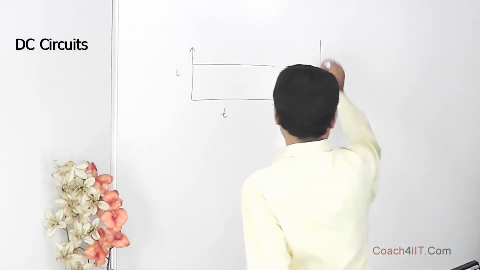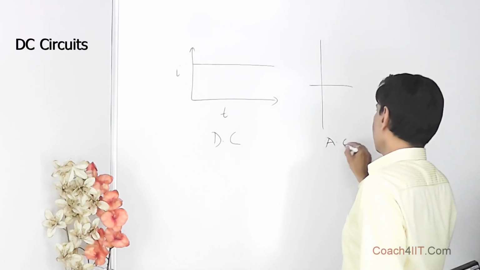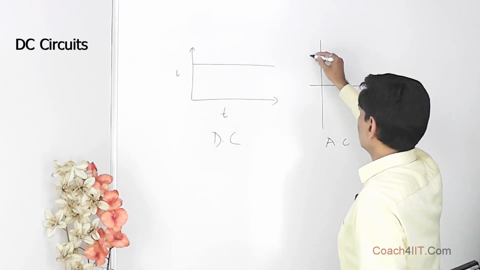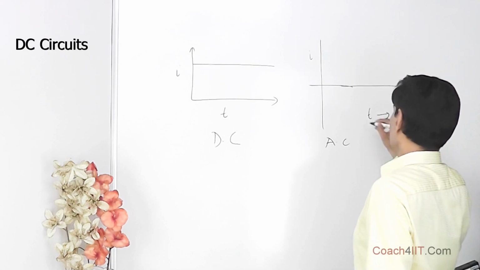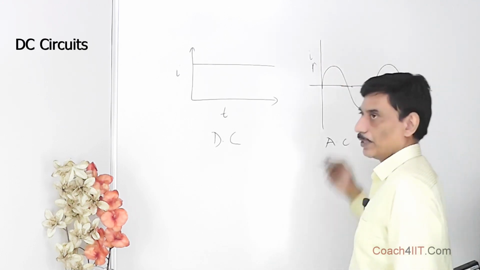that is, it remains constant. Whereas when you talk about the alternating current, you can say this is DC, and when we say alternating current, over here, if we take this as I and this is T on this axis, so this goes like this. It could be sine or cosine curve, anything.